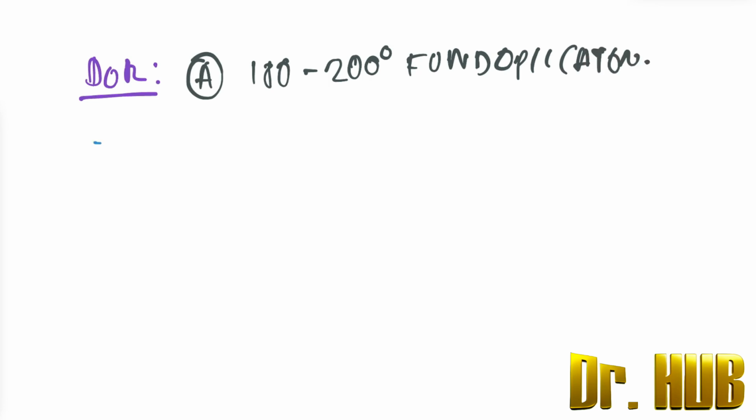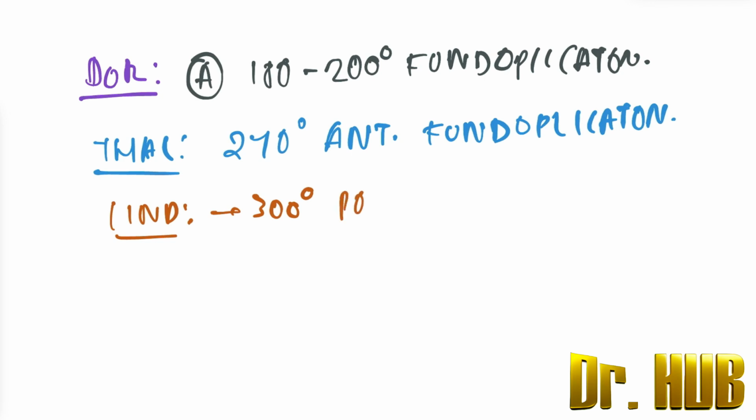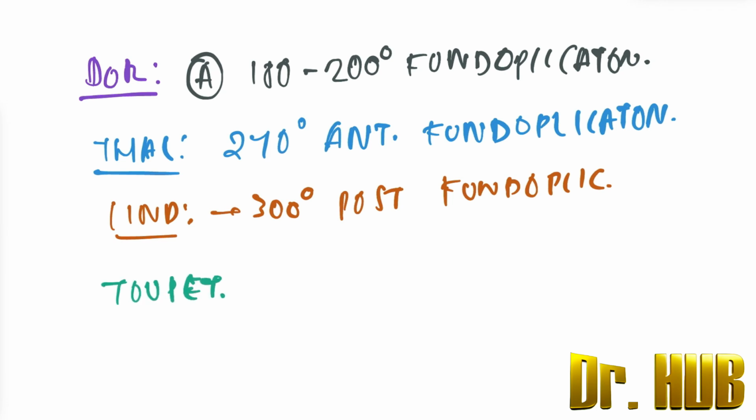Next is TAL. TAL is 270 anterior fundoplication. Next is LIND. LIND is going to be 300 posterior fundoplication. Then comes the TOPET. So LIND is 300, TAL is 270, DOR is 180 to 200 anterior fundoplication.